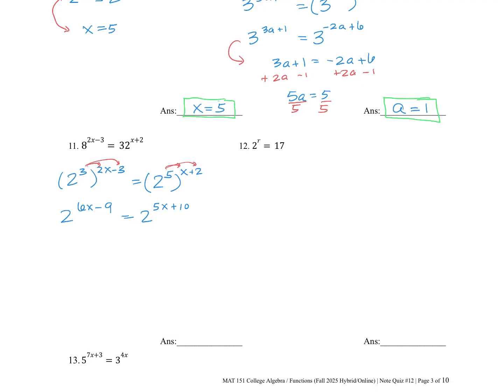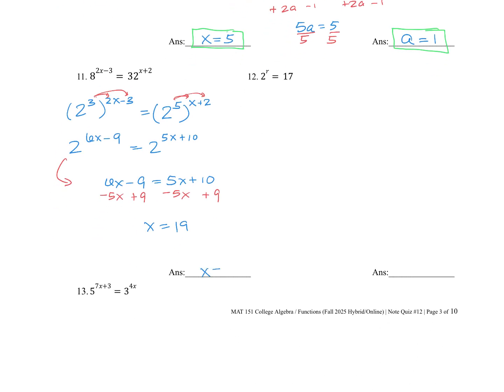And now that the bases are exactly the same, we can equate the exponents. So that takes us to 6x minus 9 equals 5x plus 10. We can now solve by subtracting 5x from both sides. We can add 9 to both sides. And that takes us to x is equal to, looks like 19. All right, so x equals 19 is the solution for that equation.